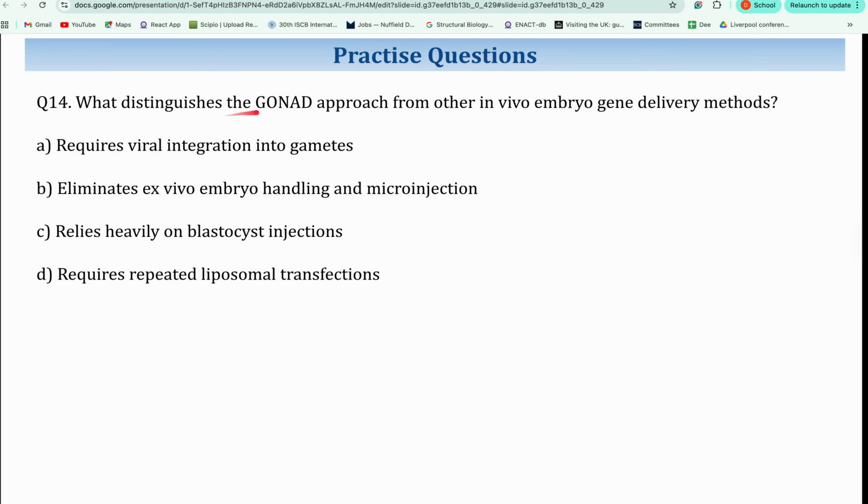The next question is, what distinguishes the GONAD approach from other in vivo embryo gene delivery methods? Option A, requires viral integration into the genome. Option B, eliminates ex vivo embryo handling and microinjection. Option C, relies heavily on blastocyst injection. And option D, requires repeated liposomal transfections. So what do you think would be the right answer?